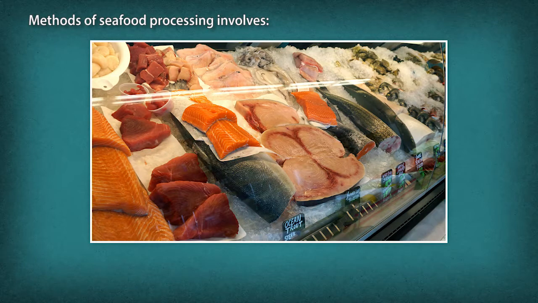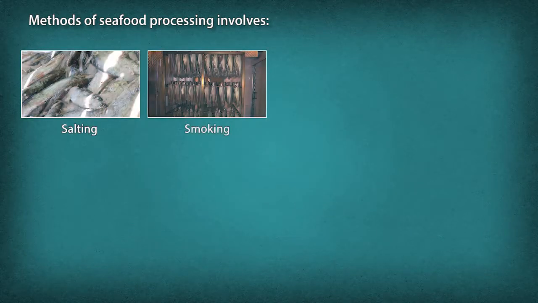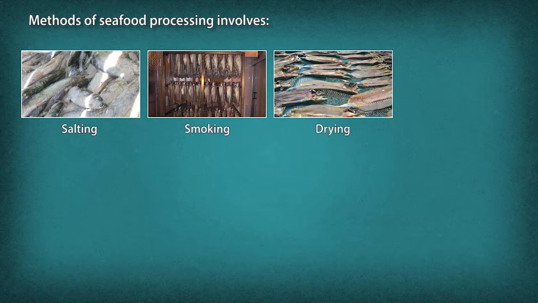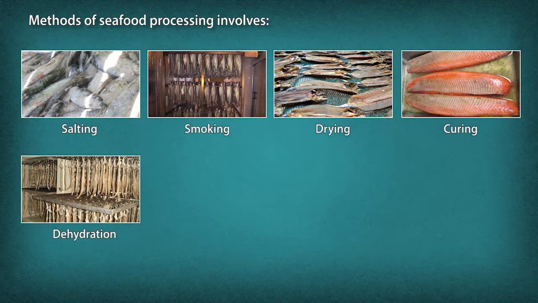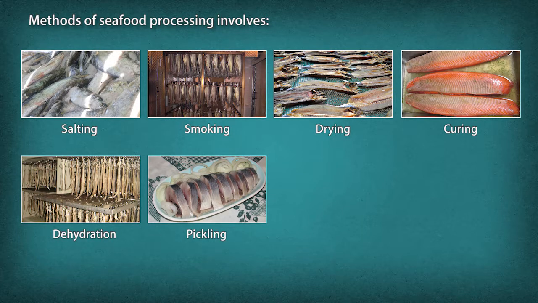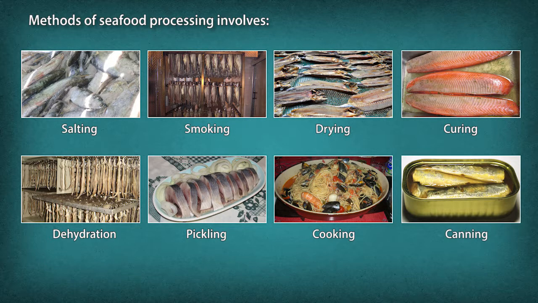Methods of fish and seafood processing. The different methods in which fish and seafood can be processed involve salting, smoking, drying, curing, dehydration, pickling, cooking, and canning.